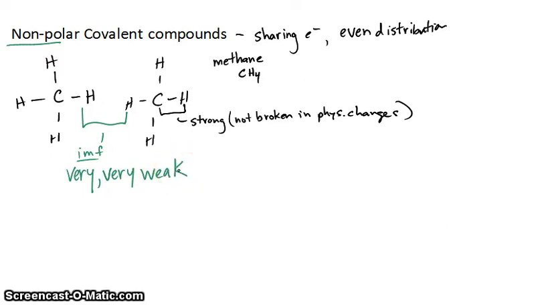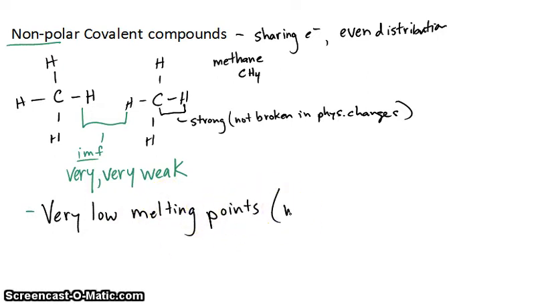And being that they have very, very weak intermolecular forces, that causes nonpolar covalent compounds to have particular properties. One property that they tend to have is very low melting points. It's very easy to melt them because that attraction is very weak. Very low melting points. I'm going to put in parentheses, weak attraction, and after attraction, I'm going to put IMF, intermolecular force. They are not strongly attracted to each other, so they melt very easily.